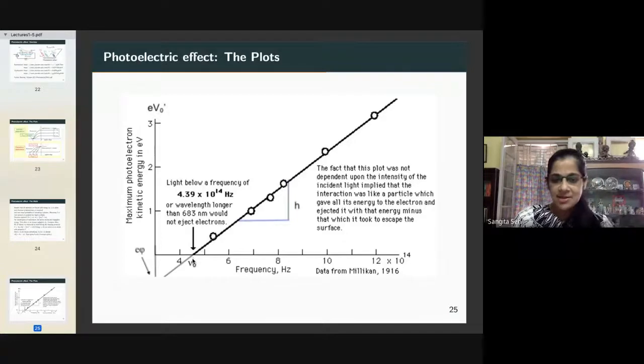The x-intercept is the threshold frequency, and the y-intercept gives you the work function. So it is basically quite simple.